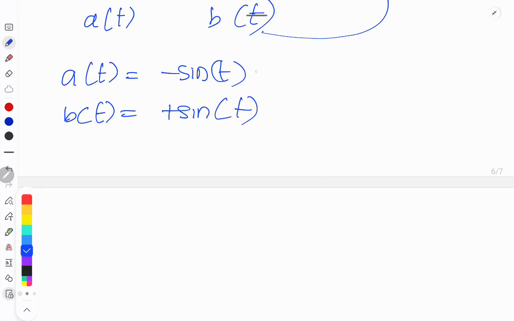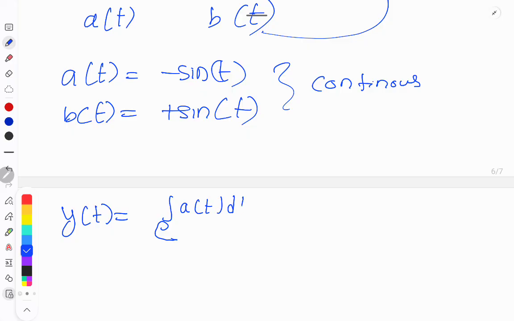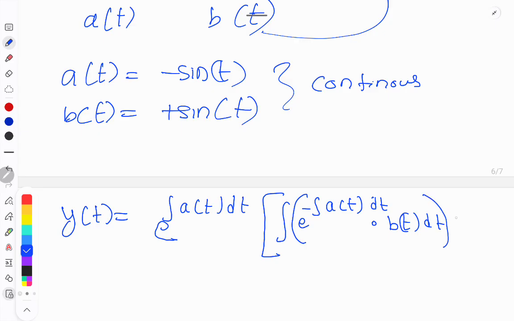Both of them are trigonometric functions, their graph is continuous, so both of them are continuous functions. Since they are continuous functions, I can apply the formula. So the formula of y of t is, do you remember the big formula for the first order non-homogeneous equation? No. So it's e to the integral of a of t dt, then the integral of e to the negative integral of a of t dt, b of t dt, this one in brackets, plus c.